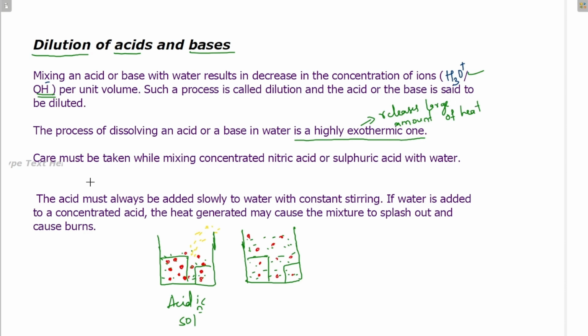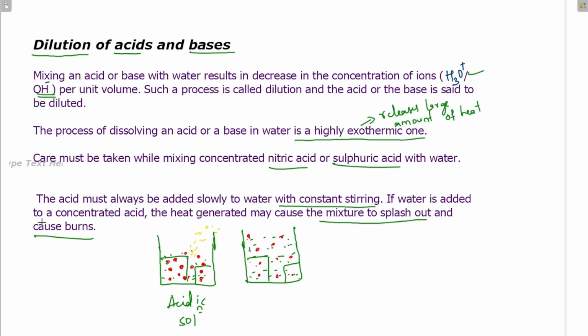So we will always take care whenever we mix concentrated strong acids like nitric acid or sulfuric acid with water, and it is obvious that all the acids should be carefully diluted. What is the process for diluting the acid or base? The acid must always be added slowly to water with constant stirring. This is important. We should never add water to an acid or base, because as we have learned, this process is exothermic. Whenever you add water to the acid, that is concentrated acid, the large amount of heat that is produced will cause the mixture to splash out, and even it will cause burns. Sometimes it will also cause the breakage of the containers in which we are diluting.